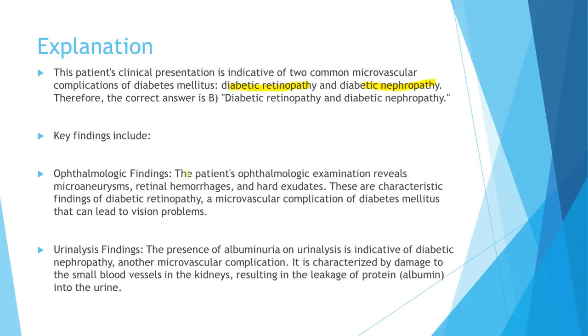Now, ophthalmological findings. This patient's ophthalmological examination reveals microaneurysms, retinal hemorrhages, and hard exudates, and these are characteristic findings of diabetic retinopathy, which is a microvascular complication of diabetes mellitus and can lead to vision problems. Urine analysis findings: the presence of albuminuria on urine analysis is indicative of diabetic nephropathy, another microvascular complication. It is characterized by damage to the small blood vessels in the kidneys, resulting in the leakage of protein into the urine.